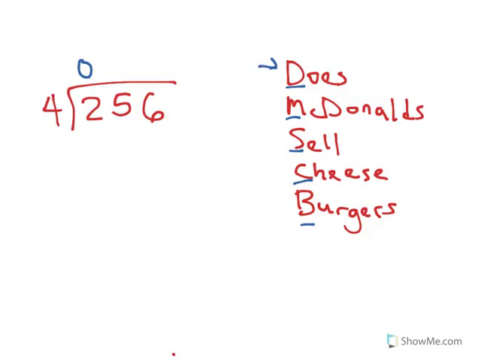So now I'm going to go ahead and do the multiplication. 0 times 4 is 0. So now I did this part here.